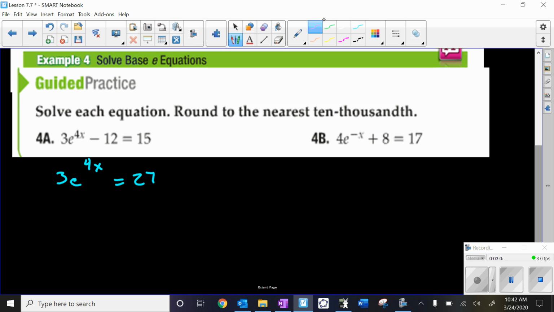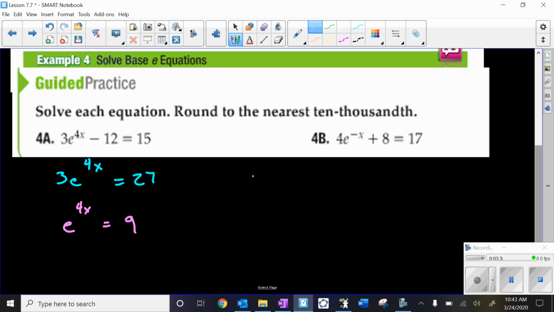Now to get e to the 4x by itself, we're going to divide both sides by 3. E to the 4x equals, when I divide, I'm going to get 9. Okay, now here's where this gets even more important. So now I have e to the 4x equals 9. And remember, if I want to pull that exponent down, so it's kind of on the same playing field, I'm going to take a natural log on both sides.